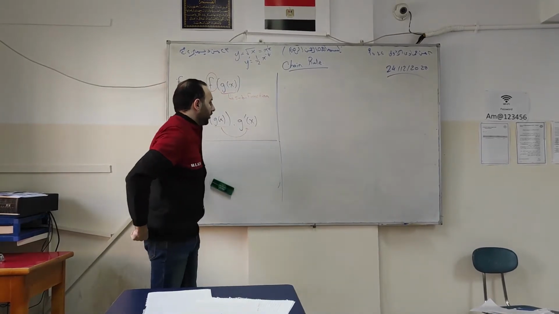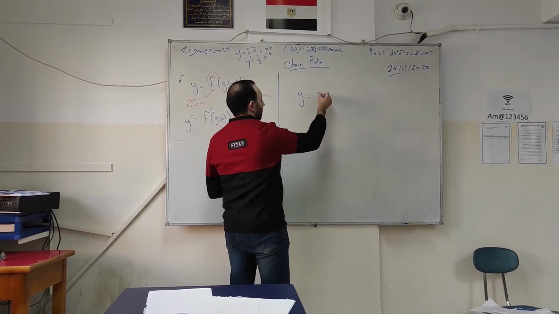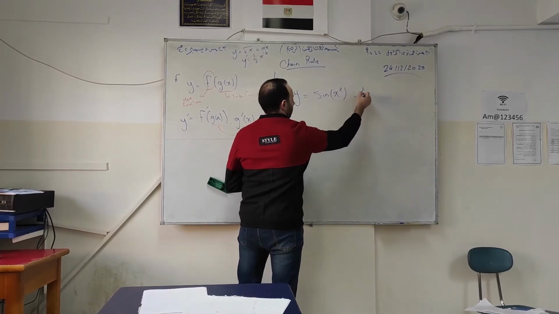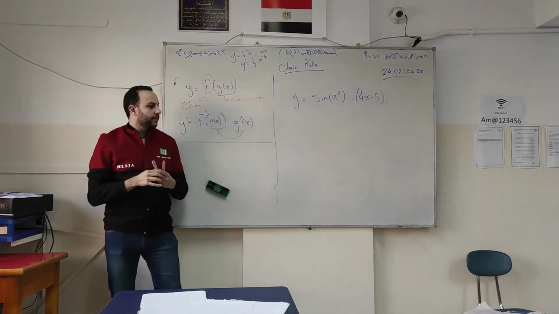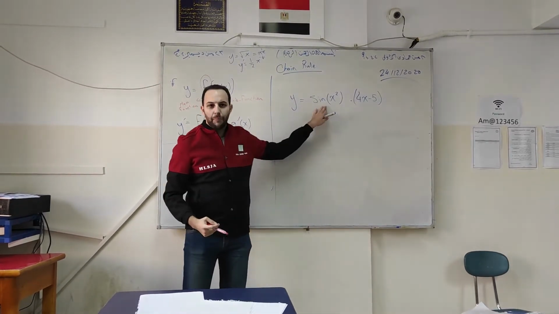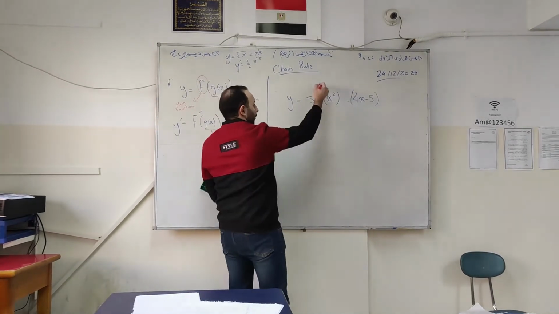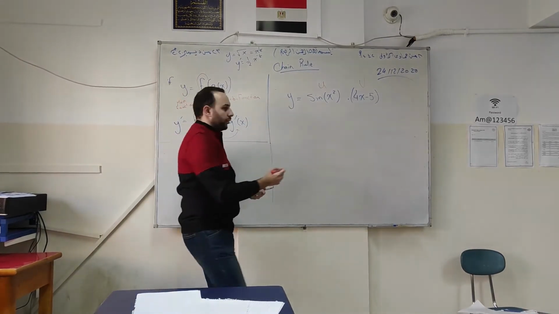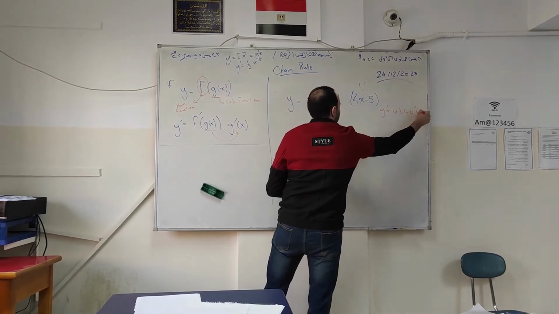Okay. Let's try this out. If I have y equal sine x squared times 4x minus 5. What is this? Product, right? Okay. I have a product rule here, right? I have two functions multiplied by each other. That's u and v, right? How can we do the product rule? u dash v plus v dash u, right?